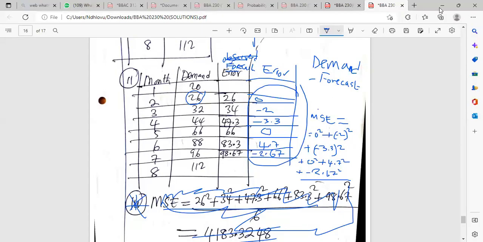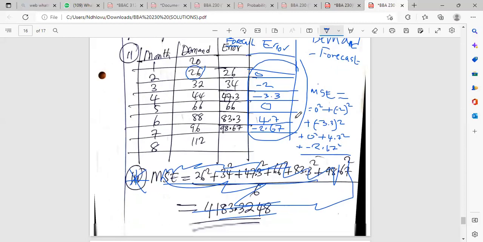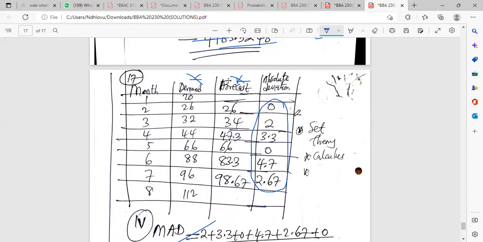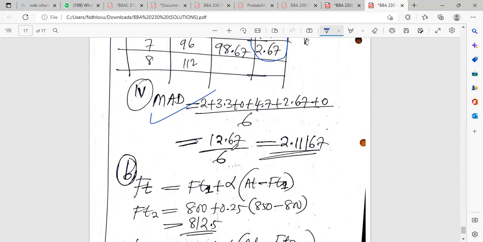So here we are looking at the MAD. For a MAD, on this one, it is just the absolute deviation between these, so ignore the negatives. Okay, so now we are getting 2.11. Now this part B is on exponential smoothing. So this formula is on exponential smoothing.